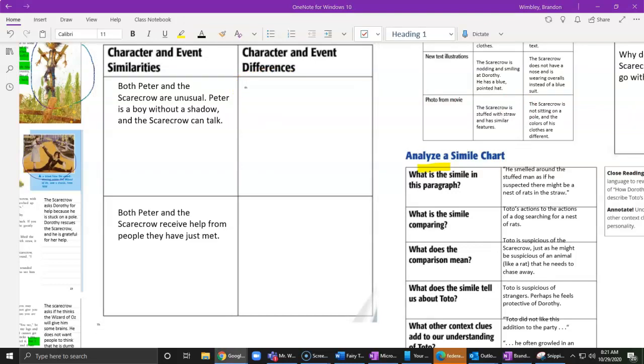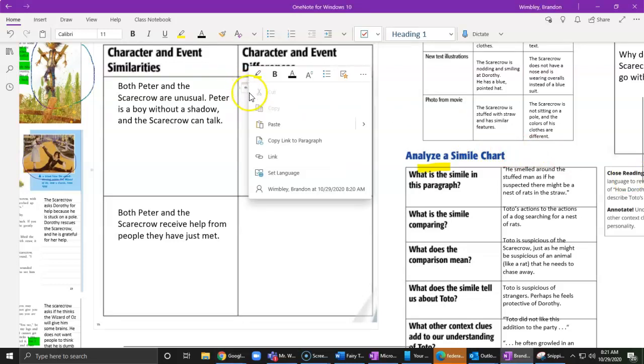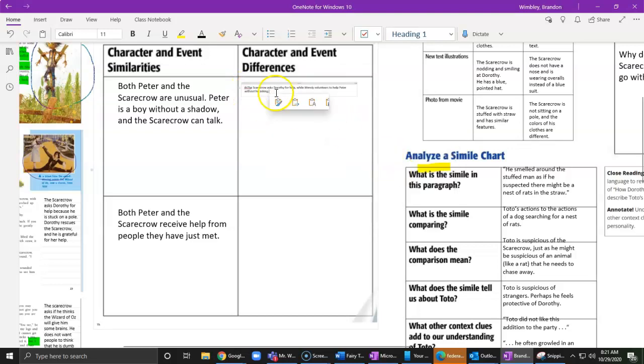So how are the characters and events different? Well, the Scarecrow asks Dorothy for help, but what does Peter do? He actually doesn't ask for help. Wendy volunteers to help Peter without him asking. So that right there is going to be one of our big differences. The Scarecrow is actively seeking someone to assist him, while Peter's just trying to say, I'm a boy, I can do it myself.